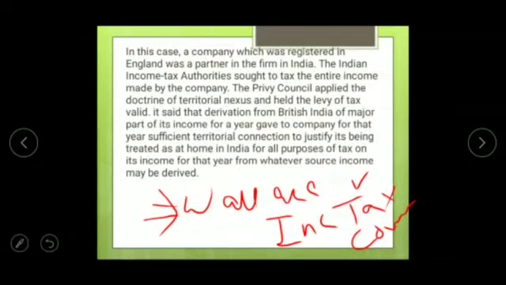It has a sufficient nexus and it was registered in England, was also a partner in firm in India.